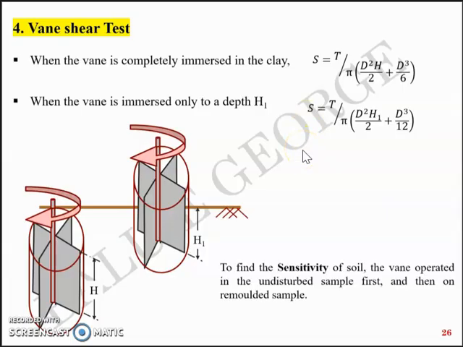And to find the sensitivity of the soil, the vane is operated in the undisturbed sample first and then on the remolded sample. So you immerse the vane into the soil sample, rotate it, apply the torque and measure the torque value at failure, from which you will get the shear strength. Likewise, you remold the soil sample and conduct the same test on the remolded soil, and you'll get a different value for shear strength. You take the ratio of the undisturbed shear strength to the remolded shear strength, and that will give you the sensitivity of the soil.